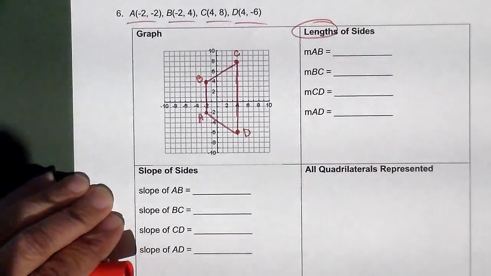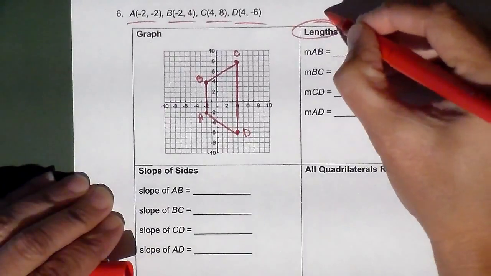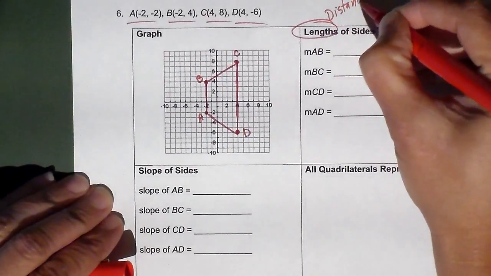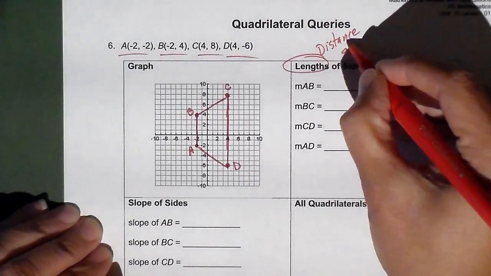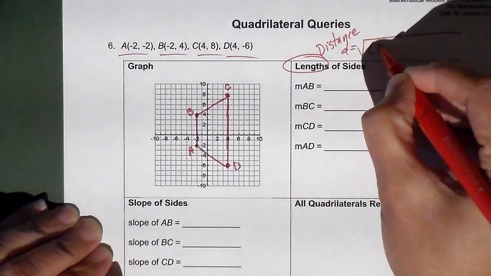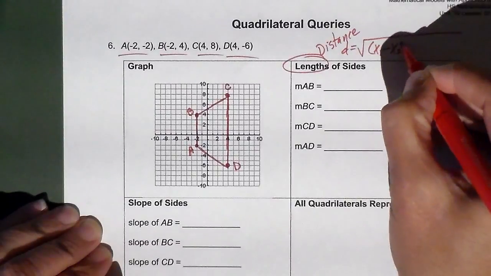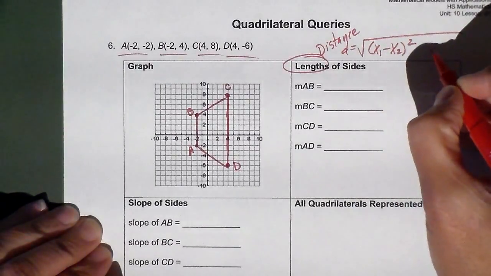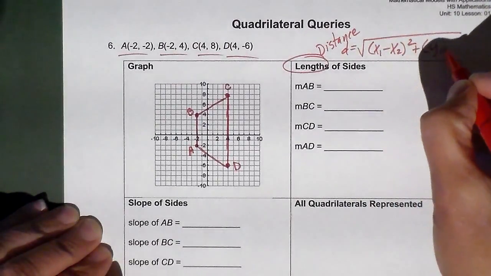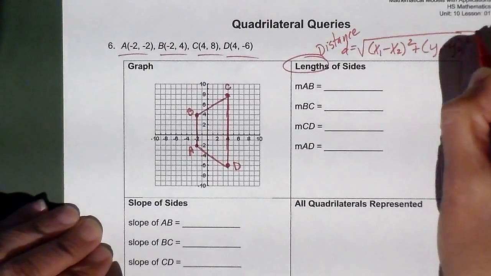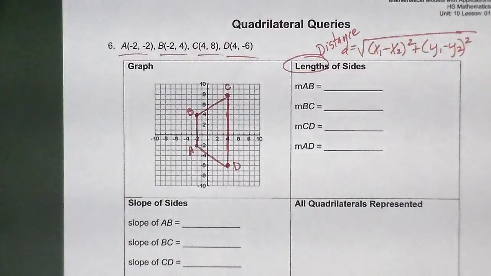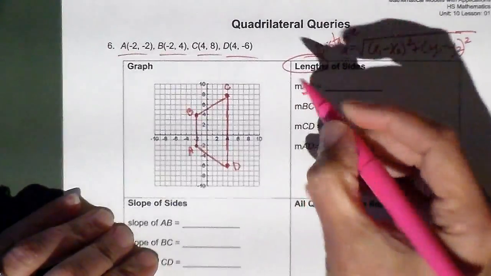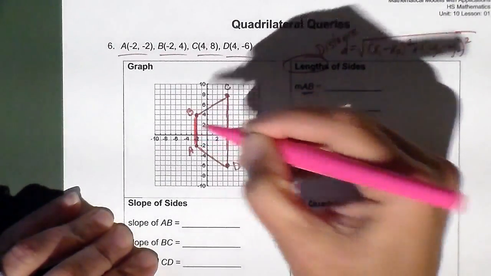I'm going to connect the dots here, and I have what appears to be a trapezoid, but I can't just say it's a trapezoid because it looks that way. I have to actually prove it. So we're going to find the lengths of the sides, and length is another word for distance. I'm going to use the distance formula, which is the square root of (x1 minus x2) squared plus (y1 minus y2) squared. Let's do the first distance, AB, this side right here.